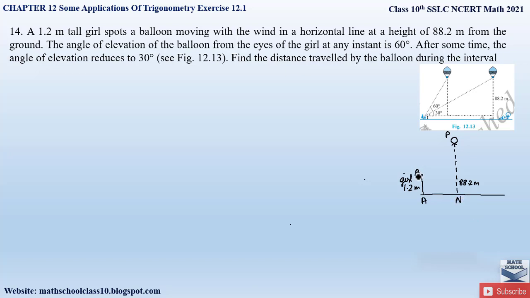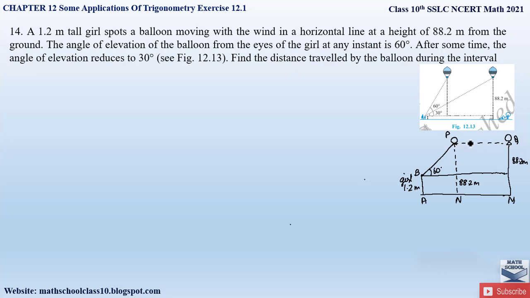So angle of elevation is taken from the eyesight of the girl. Let us first draw a horizontal line to this girl's eyesight. The angle of elevation will be from here, point B, to the balloon. So it is how much? 60 degree. After some time, this balloon moves horizontally to a point here. Now again, the distance between the ground and the balloon will be the same, 88.2 meter itself. So let us name this point as Q and M. This distance is the same because it is moving in horizontal direction.